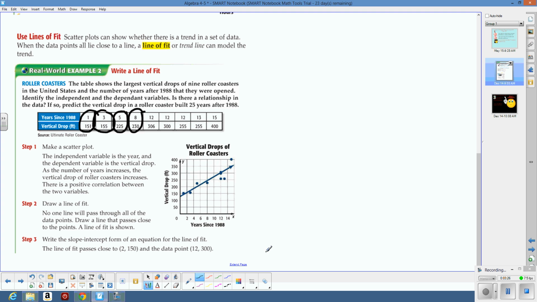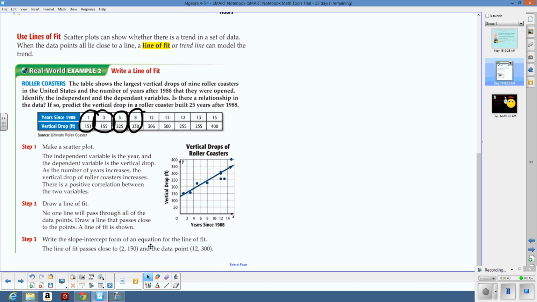And then you will draw in the line of fit. Basically, you're going to look at your points and draw a line that goes through the center of them. It says no one line will pass through all of the data points. Draw a line that passes close to the points. A line of fit is shown right here.